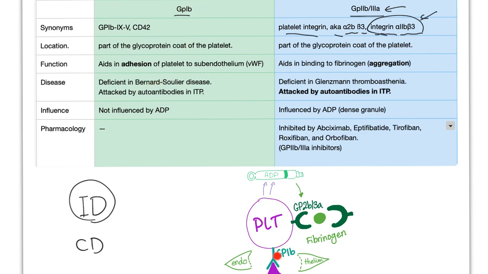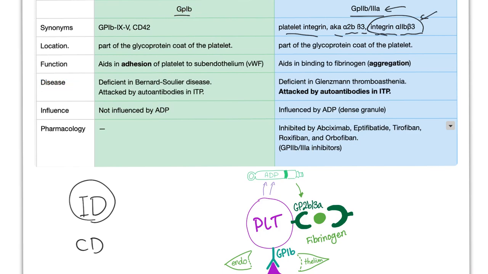GP1b, what's the function? Adhesion of the platelet to the von Willebrand factor on the subendothelial collagen, baby. How about the GP2b3a? Aggregation, platelet binding to fibrinogen and to the next GP2b3a receptor. They bind to fibrinogen, then secondary hemostasis will convert this fibrinogen into strong fibrin fibers.